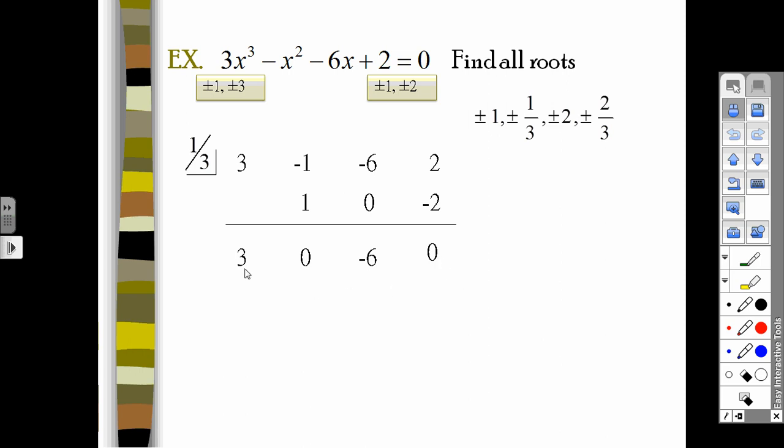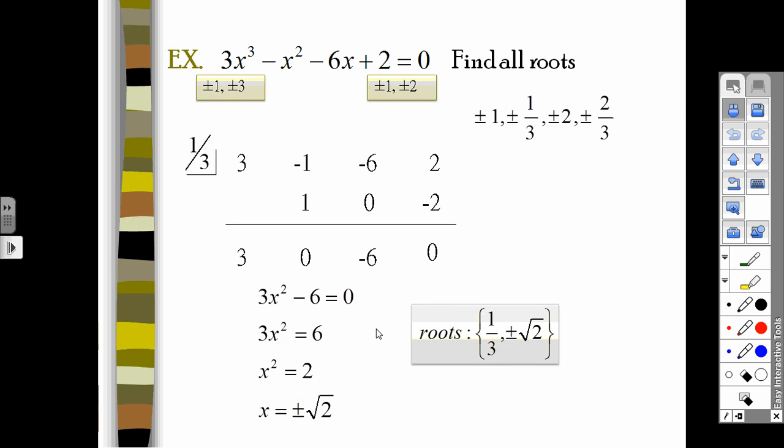Yay. So now what I'm going to do is put this back with variables. So 3x squared minus 6 equals 0. Solve for x, and I get plus or minus root 2. So these roots are irrational, and this is the only rational root that we got. Okay, because they're not always going to be rational. So there are my solutions, all 3 roots: 1/3, plus or minus root 2.